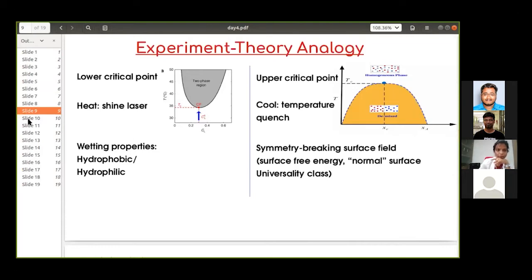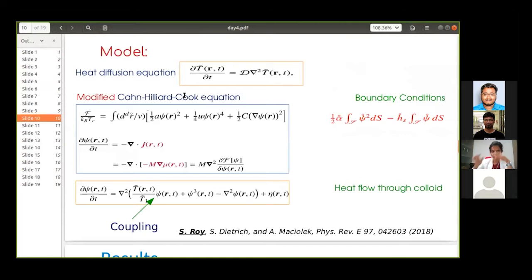Yeah, so what is actually happening in this kind of system? Okay, so I'll spend a few minutes trying to explain the theoretical modeling. As you already see now, in this kind of system, we have two different time-dependent fields, right? One is the temperature field, another is the order parameter field. And these two fields are coupled with each other, and both are time-dependent. So after you turn on the laser, or after you do the temperature quench, you have a temperature gradient which is developing in the fluid. And this temperature gradient is changing with time. So it's a time-dependent temperature field.